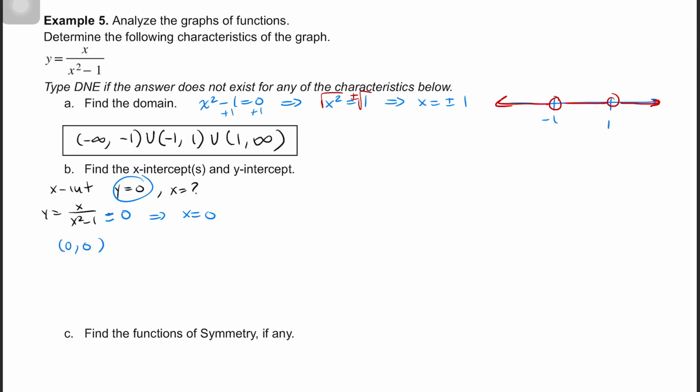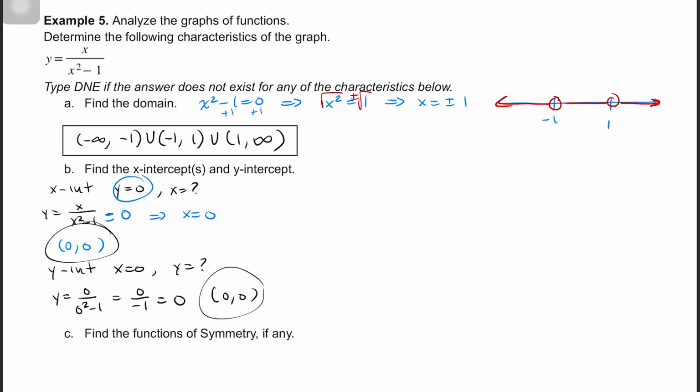The other way will be to find the y-intercept. This is going to happen when x equals 0, and we're going to find y. What we're going to do here is replace every x with 0, which gives us 0 over negative 1, which is 0. So in other words, 0, 0. But we already had it, so it's the same point. The x-intercept happens to be also the y-intercept. And that's pretty much it for that part.